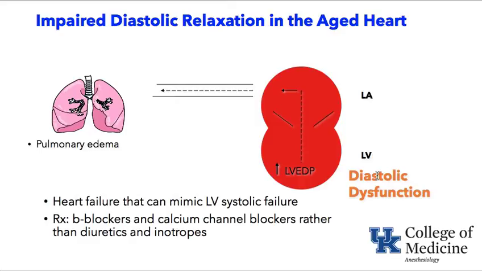And some of these patients will come in heart failure, and you do echocardiography on them and see a normal ejection fraction, but then when you look at lusitropic function, you see diastolic relaxation issues. In these patients, beta blockers and calcium channel blockers are the treatment rather than the classic use of, for example, Lasix in a patient with systolic heart failure.